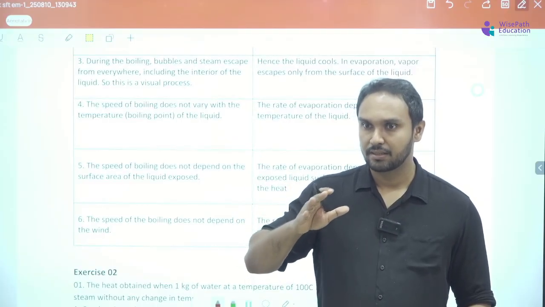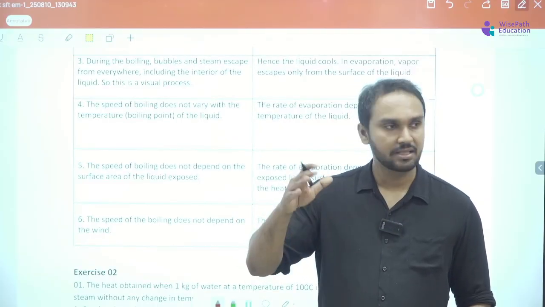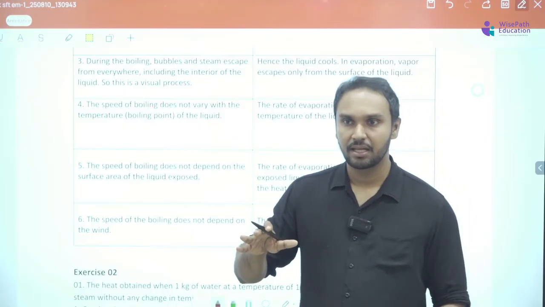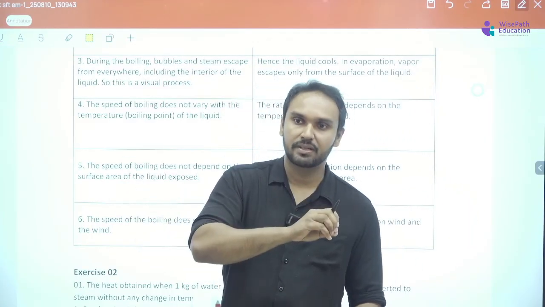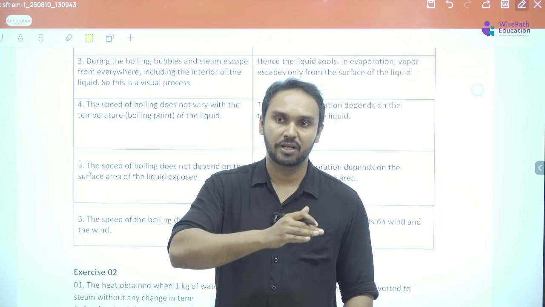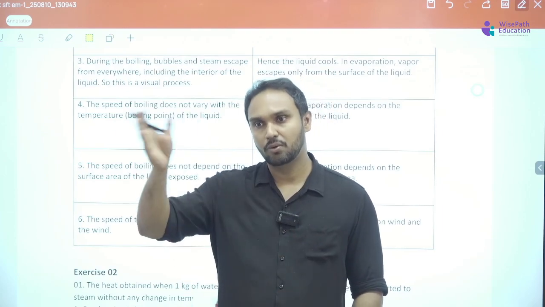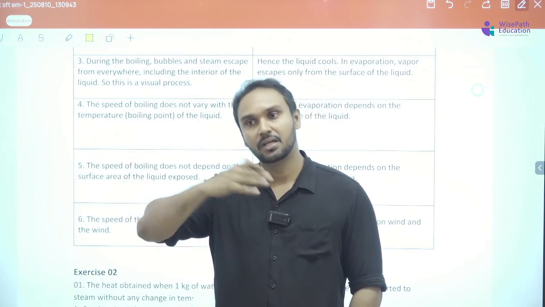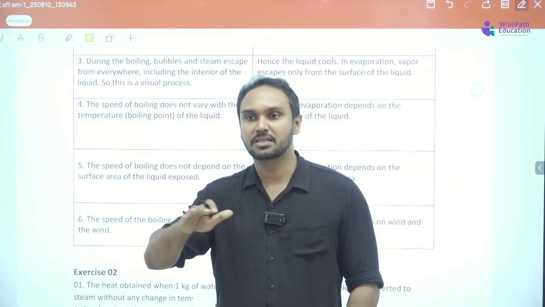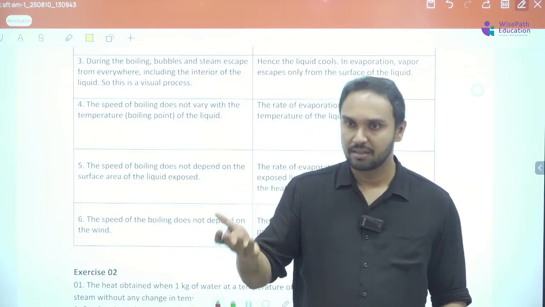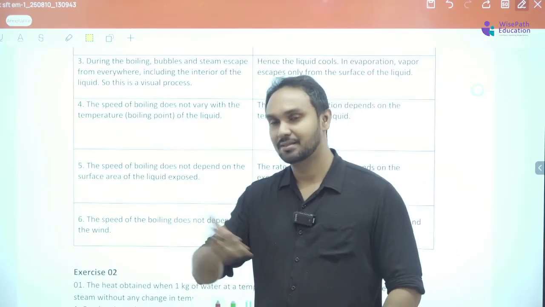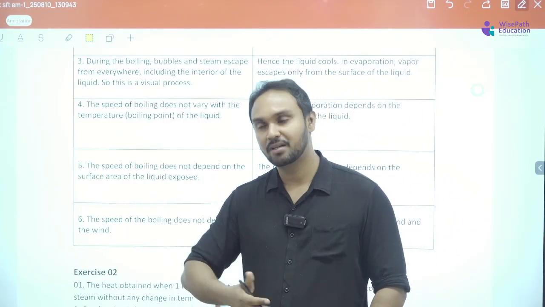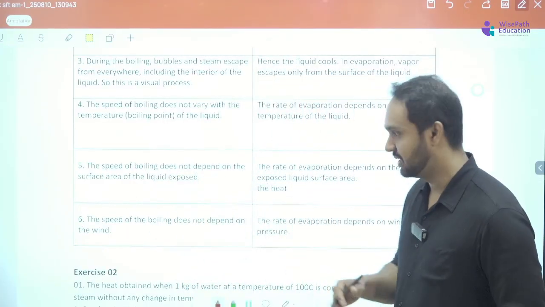Get it? Even if the temperature changes, the rate of vaporization does not change. It happens at the same rate whatsoever, though the boiling point went down or went up, the rate of vaporization will be the same. Though the temperature goes high or down, doesn't matter. When it starts to vaporize, it will be the same rate, won't change.